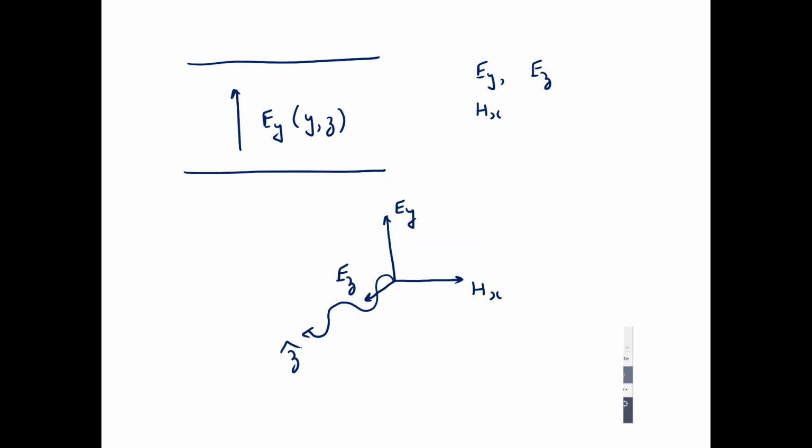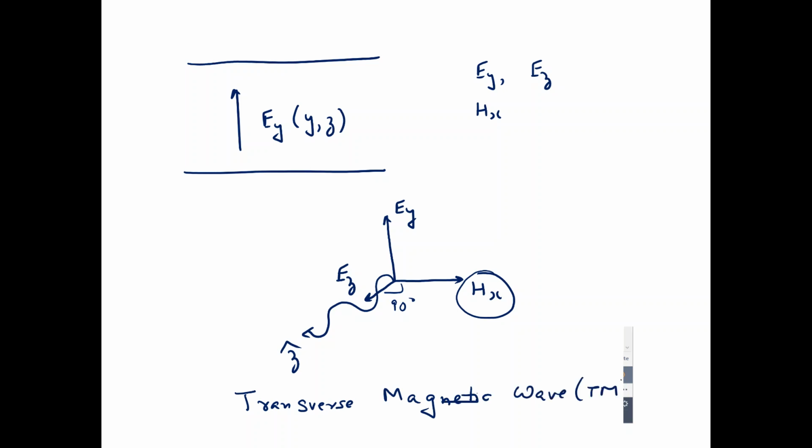So you'll have these three different components: two components of the electric field, one component of the magnetic field. And in this case, what you notice is the magnetic field component is always perpendicular to the direction of propagation, but the electric field component has a longitudinal component. So this is called a transverse magnetic wave, or a TM wave.